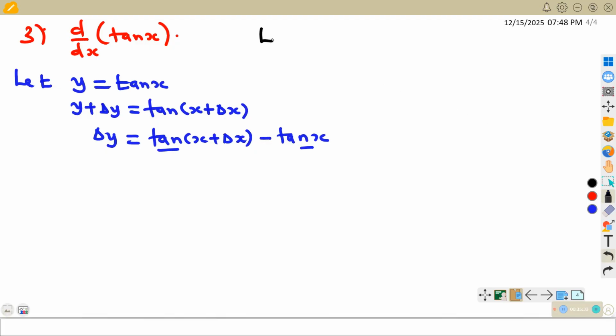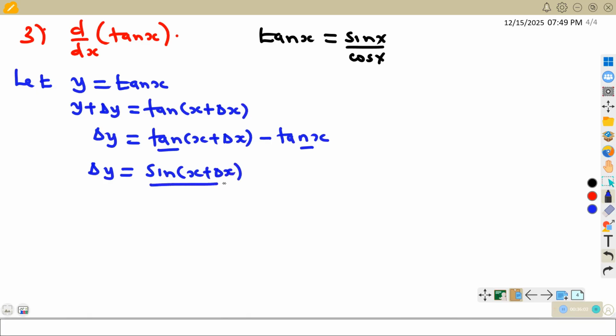Anyone to remind us what is tan of x? We say tan x is equal to sine x over cos of x. Thank you. So basically, we want to introduce all of these in terms of sine and cos. As she has said, we shall have delta y equaling sine of x plus delta x divided by cos of x plus delta x, but we are subtracting sine of x over cos of x.